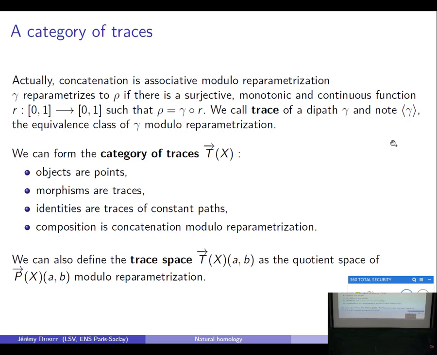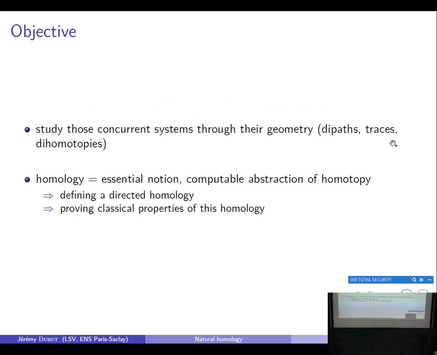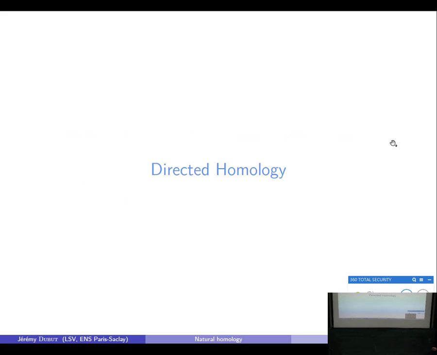And much as the space of dipaths, we can put some topology on the set of traces just by quotienting the topology of the space of dipaths. And I will call those objects a trace space. Okay, I've presented you all the basic notions that I need for my talk. And the goal here will be to use all those basic constructions to study these spaces and construct analogs of classical constructions from algebraic topology. And mainly, I will focus on homology here. So let's go.